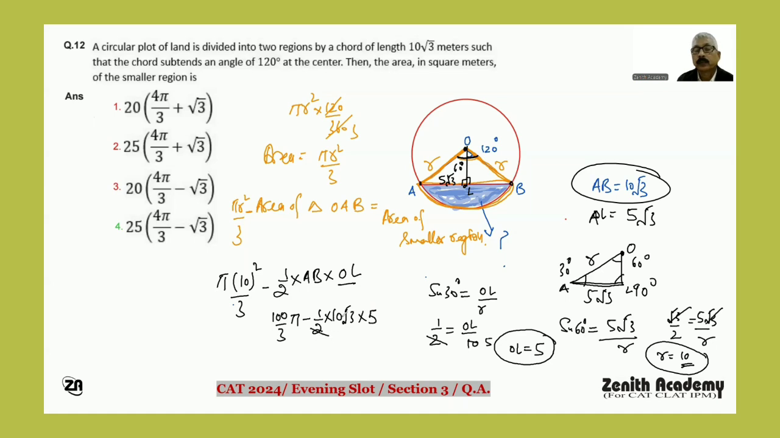So this is your answer: 100 pi by 3 minus 5 into 5 root 3, which is 25 root 3. So you can take 25 common. So here, taking 25 common, it is 25 times 4 pi by 3 minus root 3. This is your answer.